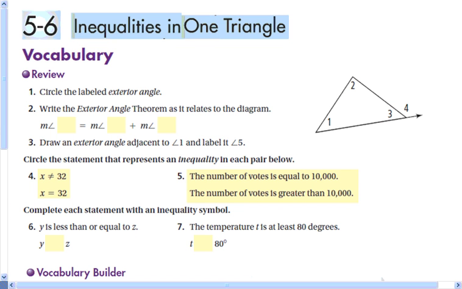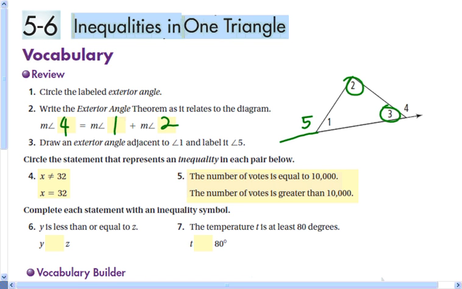So here it is, inequalities in one triangle. Just remember earlier we learned the exterior angle theorem, which says that the exterior angle is equal to the sum of the remote interior angles. So in this one, the measure of angle 4 is equal to the measure of angle 1 plus the measure of angle 2. We're going to use that. So the exterior angle for angle 1 would look like this, and that would equal this angle plus this angle.